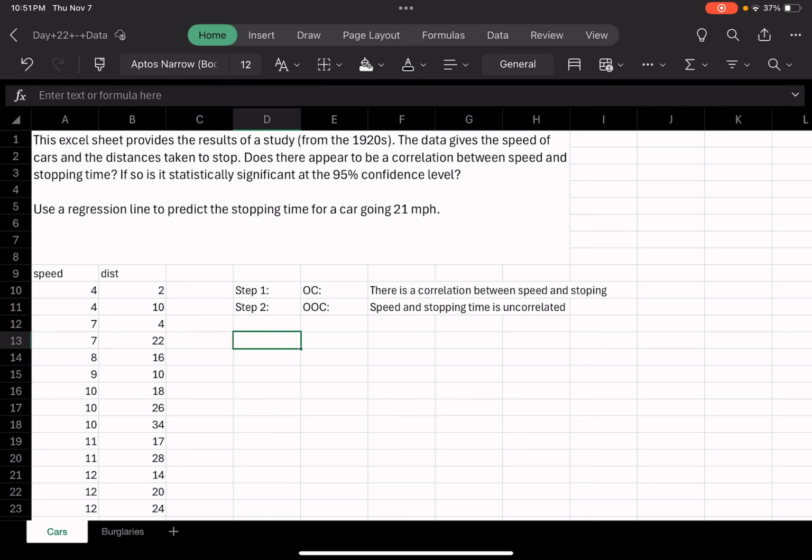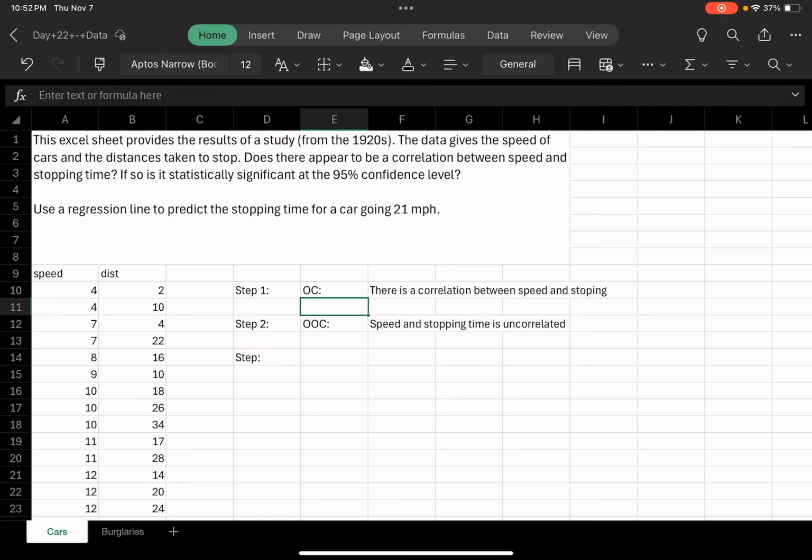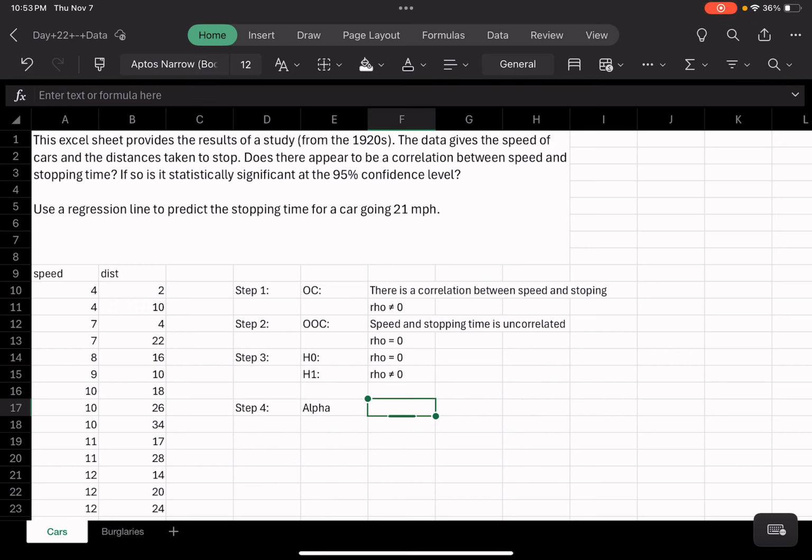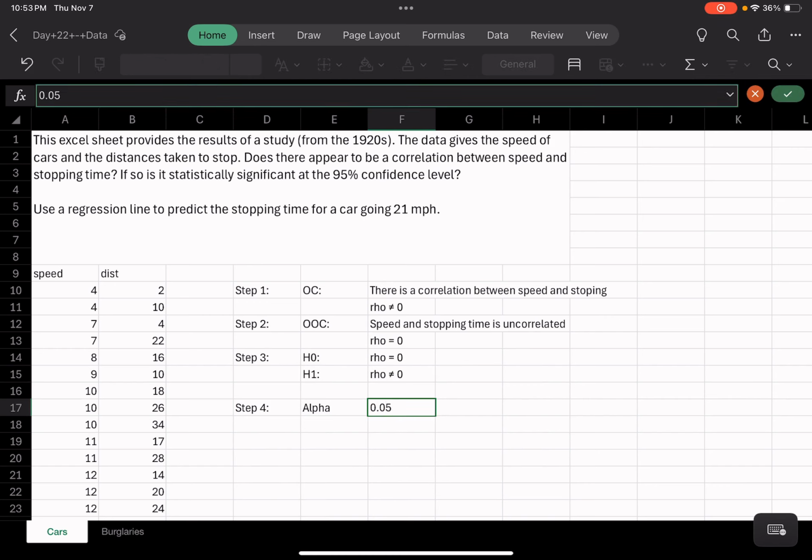All right. Now, both of these can be written symbolically. I'm going to insert a row and put the symbolic notation for this statement, and that is going to be rho is not equal to 0. The opposite of that is rho equals 0. Now, the null hypothesis is certainly rho equals 0 because it's the one with equality. The alternative to this is rho does not equal 0. Step 4, alpha. 95% confidence level. 0.05. That's what that means.